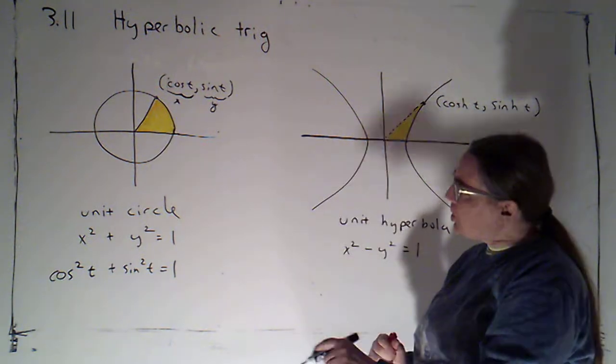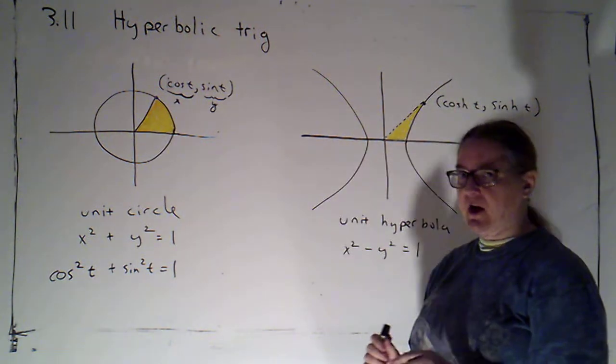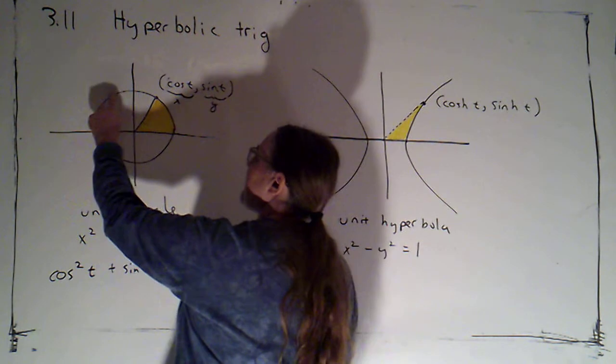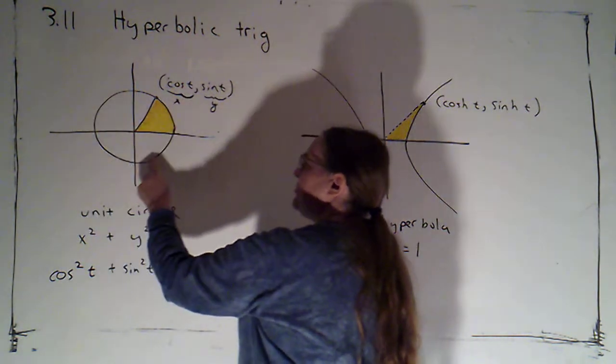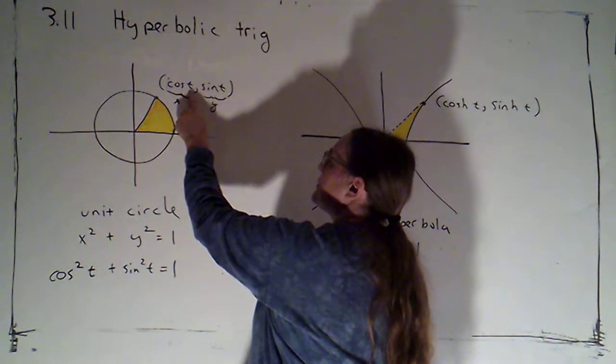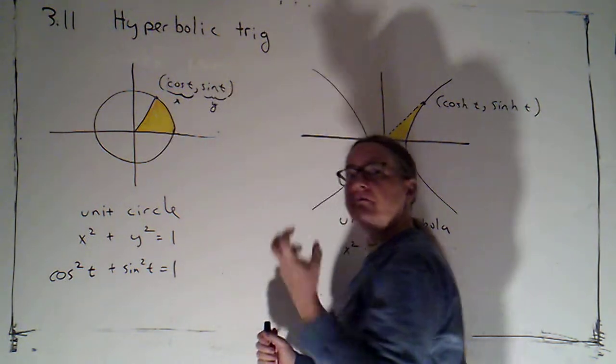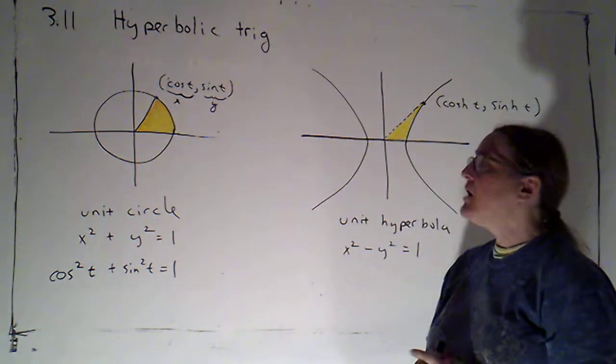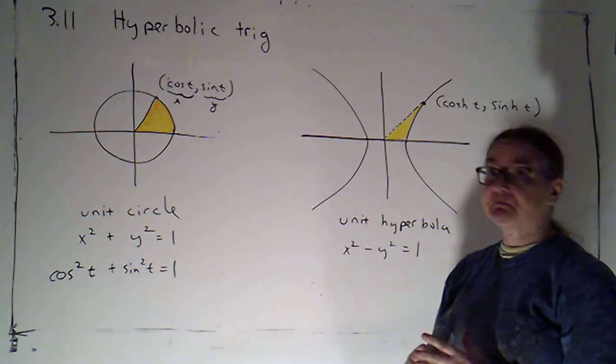When you have a curve, and you parametrize it, you're describing points on that curve, both the x and the y value, in terms of a single variable, in this case t, which we call our parameter.